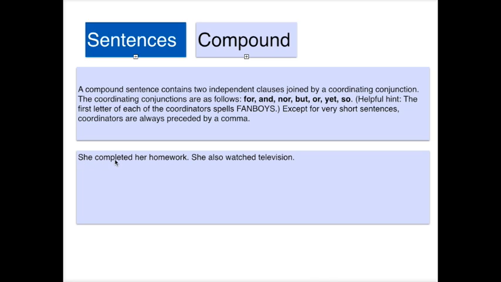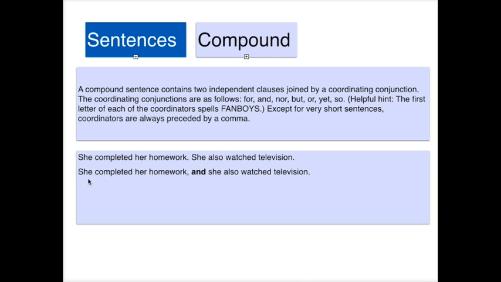She, what did she do? The verb, completed her homework. She also watched television. Subject, verb again. So two independent clauses. If we're to make a compound sentence, we need to join these together by using one of these fanboys. So an example here would be, she completed her homework, and she also watched television, and being the coordinating conjunction. And remember, just put the comma in there before that coordinating conjunction to make it punctuationally correct.